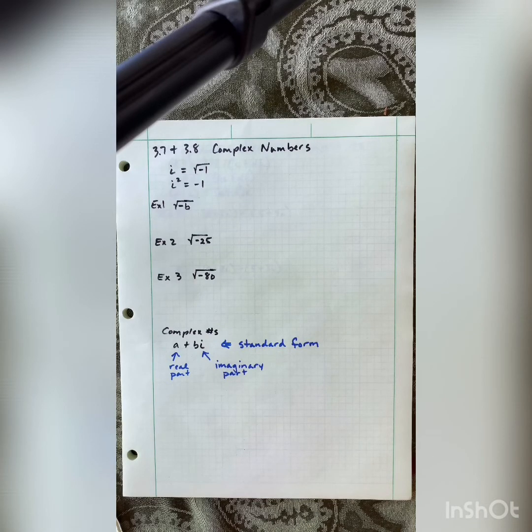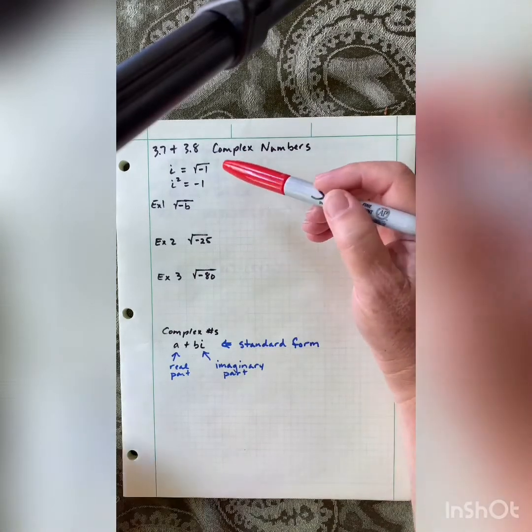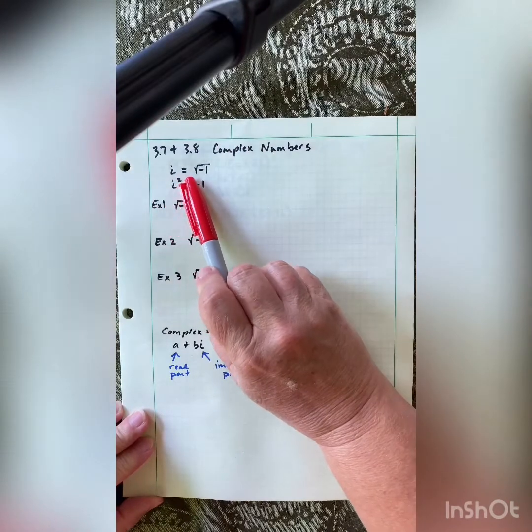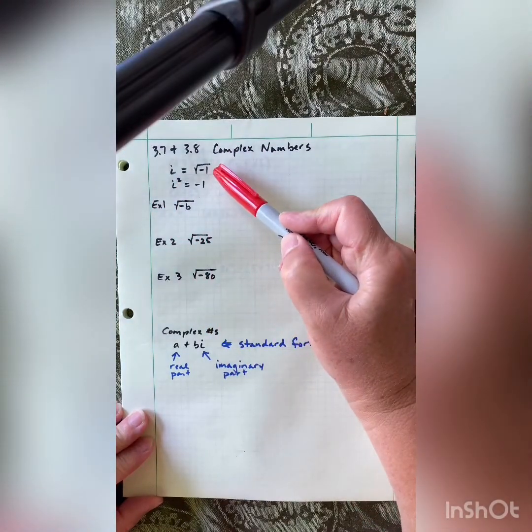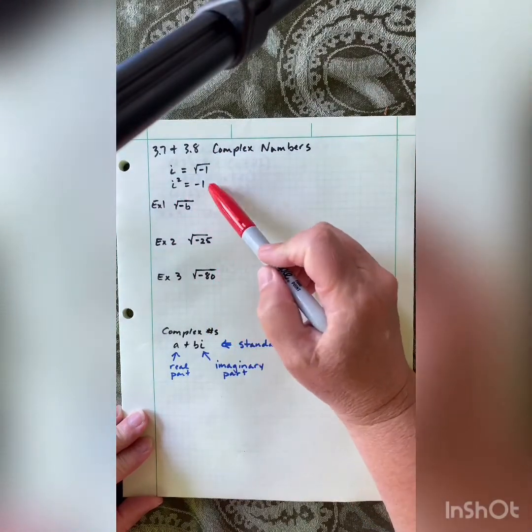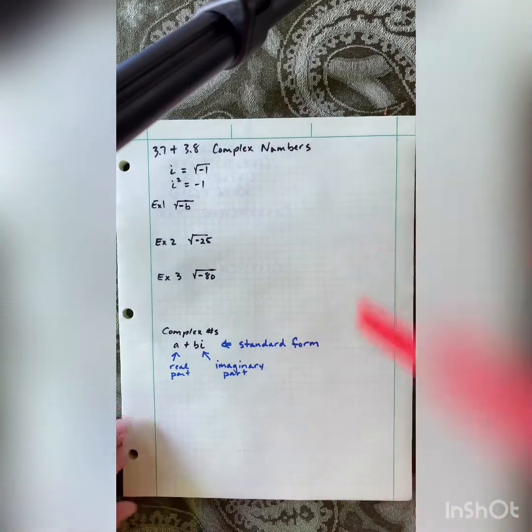The imaginary unit i, defined to be a solution of the equation x squared equals -1, is the basis for this new set of numbers. All right, so i is defined as the square root of -1, and i squared is -1. Know those two things, okay?